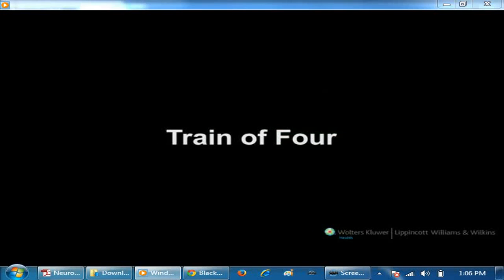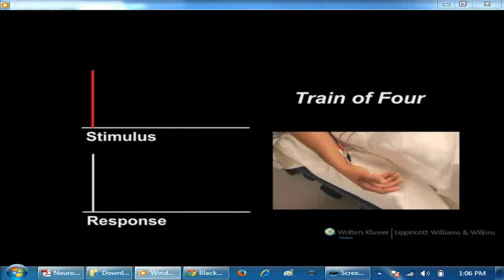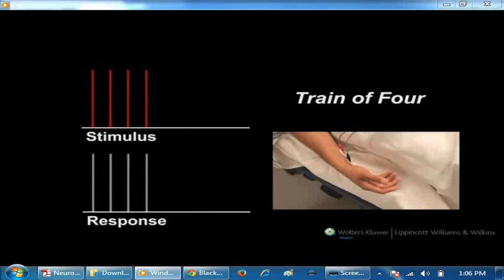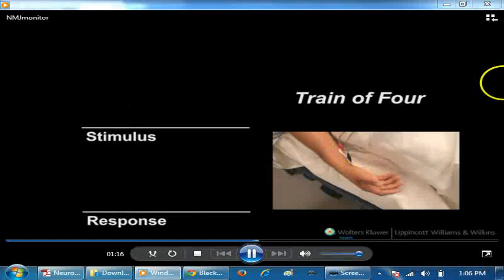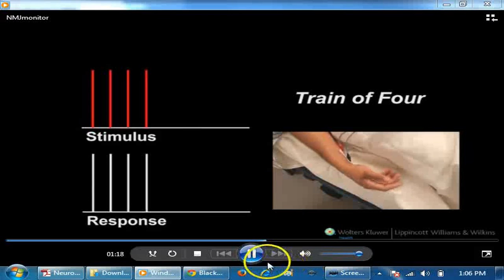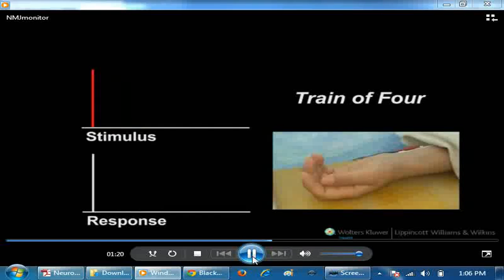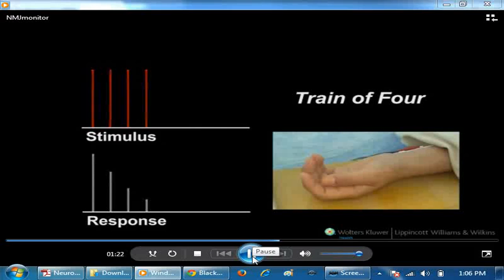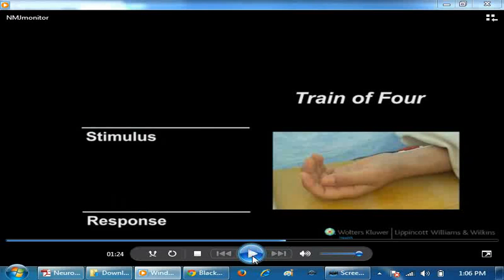Train of 4. With the train of 4, supramaximal stimuli are given every half a second. Each stimulus in the sequence triggers a muscle contraction. The fade in the subsequent responses provides the basis for evaluation.